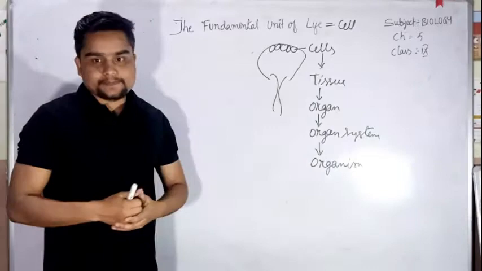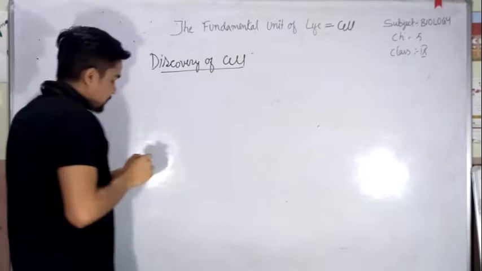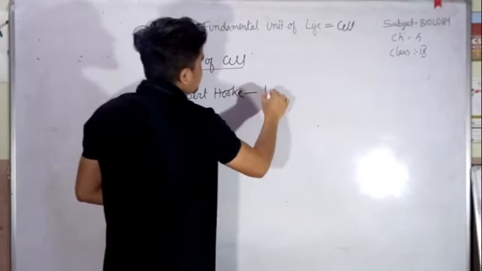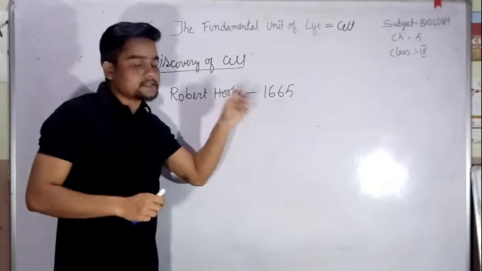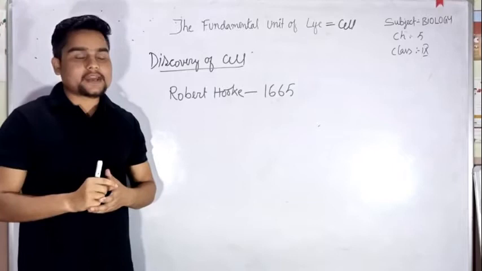Now let's come to the discovery of cells. So the cell was first discovered by Robert Hooke in the year 1665, okay? Robert Hooke discovered the cell from wooden cork. So what he had done, he had taken a small thin section of wooden cork and observed it under the self-designed microscope.